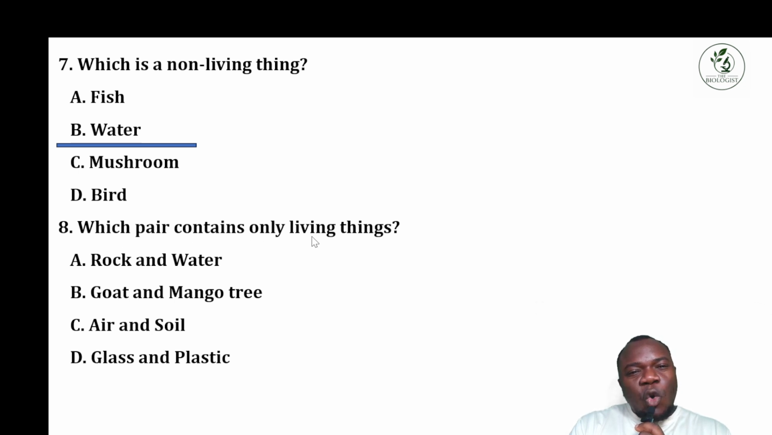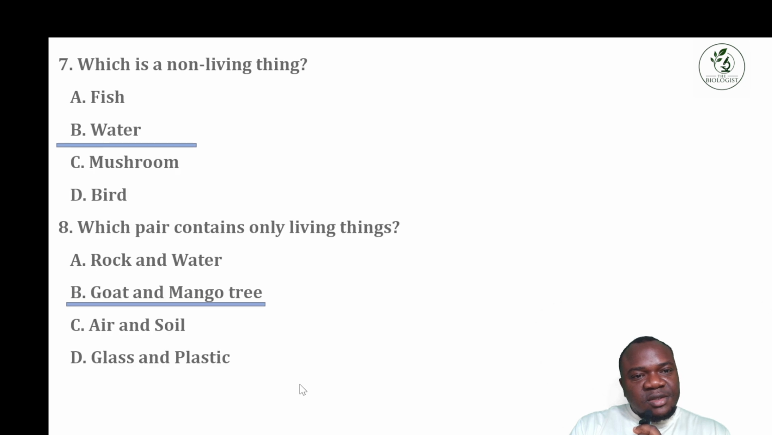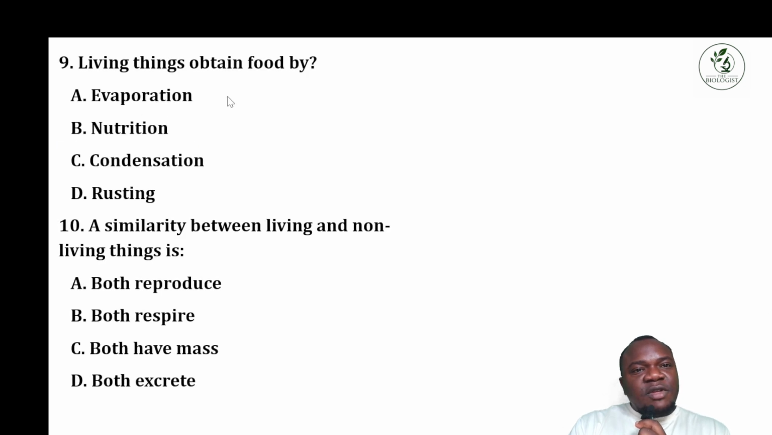Which pair contains only living things? You have rock and water, they're both non-living things. You have goat and mango tree, they're both living things. And air and soil, not living things. Glass and plastic, not living things. Okay. Living things obtain food by evaporation, no. Nutrition, yes. Condensation, no.